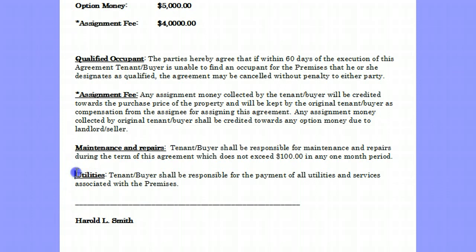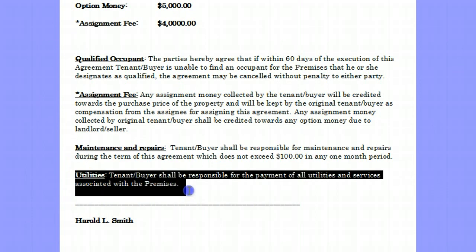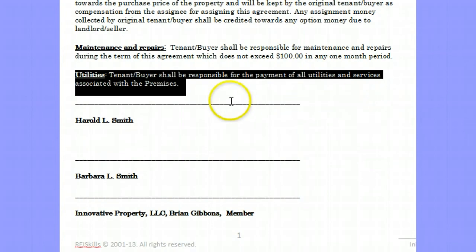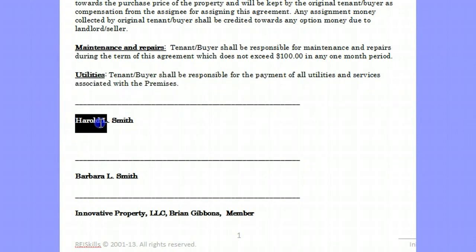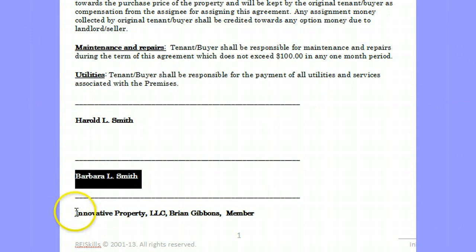And lastly, utilities, very standard. Tenant buyer shall be responsible for the payment of all utilities and services associated with the premises. So it's a very simple agreement. The landlords right here are going to sign it, and then we're going to sign it in the name of our company.